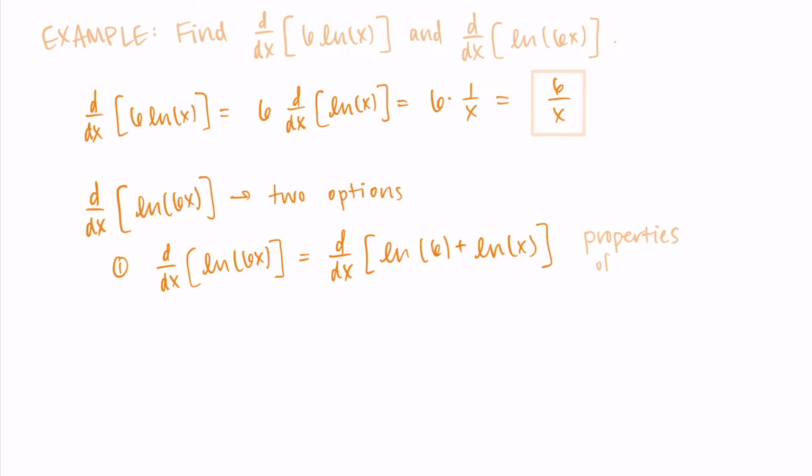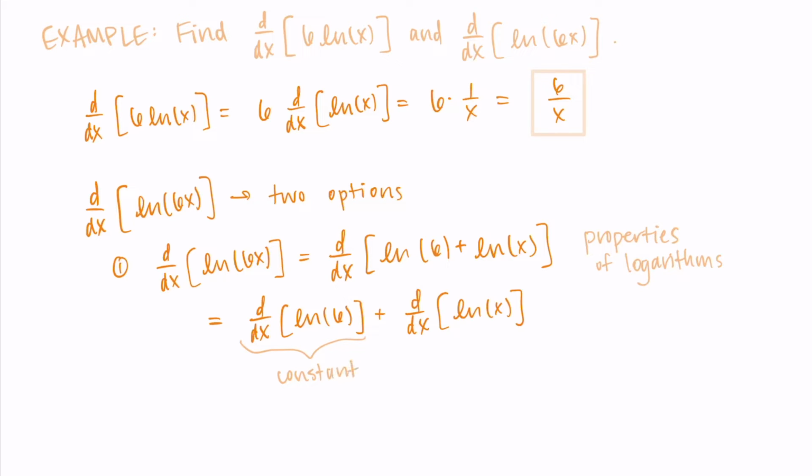So this method works well if you remember your logarithm properties. Then the derivative of the sum is just the sum of the derivatives. So I have the derivative of ln of 6 plus the derivative of natural log of x. Natural log of 6 is a constant, so its derivative is 0. Then I have the derivative of ln of x, which is just 1 over x. Okay, so the derivative of ln of 6x is 1 over x. Kind of interesting that the derivative of ln of x and the derivative of ln of 6x are the same. I think that's sort of cool.